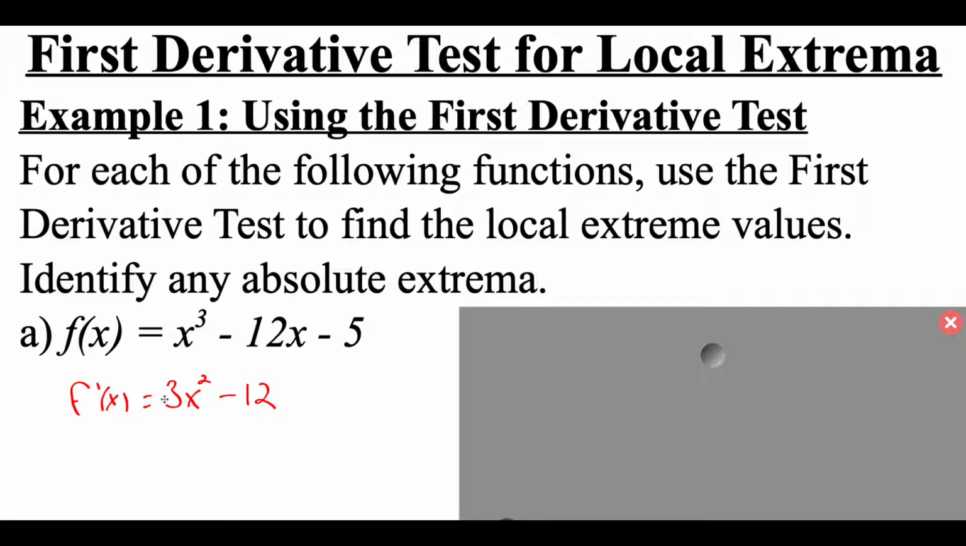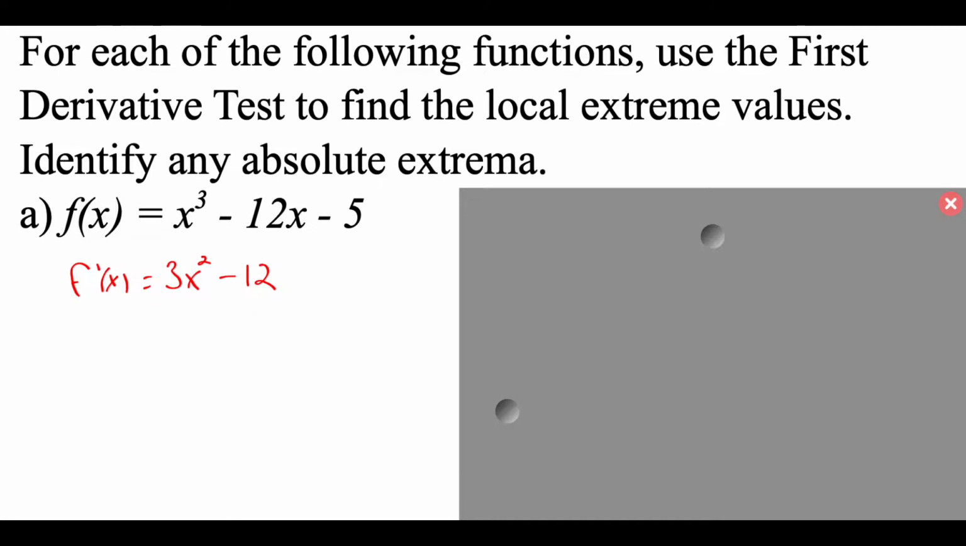So the derivative of this function is 3x squared minus 12. Now to find the critical numbers, I want to figure out where my derivative would be 0 or undefined. Well, this one's not going to have any undefined values, but we will have some places where this derivative is going to equal 0. So I'm going to take the 3x squared minus 12 and just set that equal to 0. I would add the 12 over to the right-hand side, so I get 3x squared equals 12.